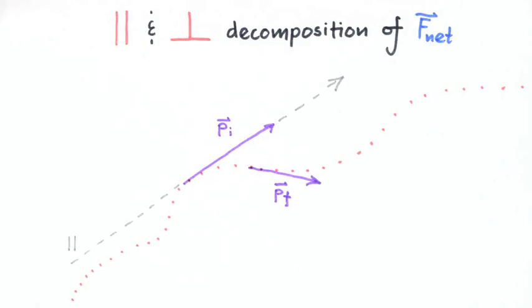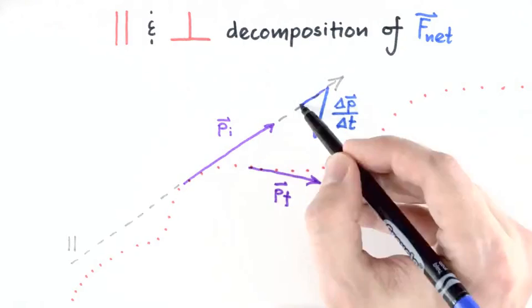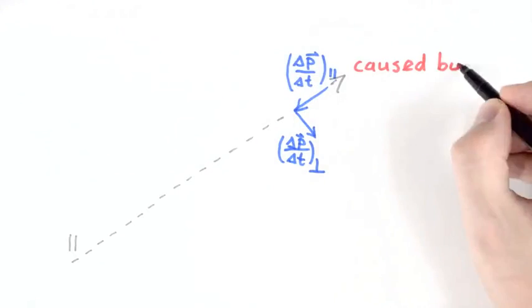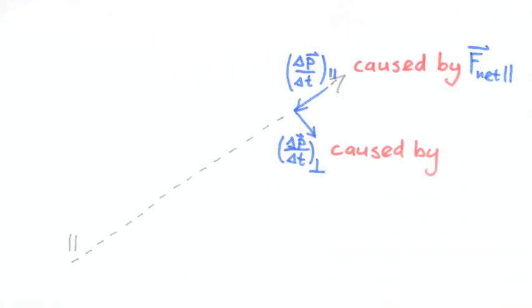So when we describe motion changes using delta P over delta T expressed in terms of the two main parts, delta P over delta T parallel and delta P over delta T perpendicular, we're describing effects that must have corresponding causes, namely two separate parts of the net force, which we'll call Fnet parallel and Fnet perpendicular. This means we can make two independent, distinct cause and effect statements here.